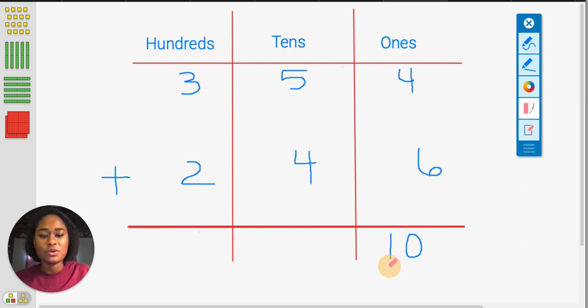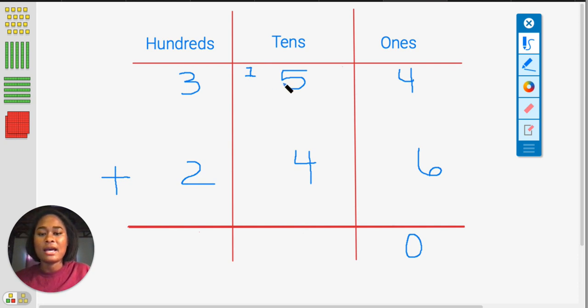But what we're going to do is we're going to leave that 0 behind and we're going to regroup the 1 over to the tens place. We do this because we've made a 10 in the tens place, so we're going to move that 10 over to the tens place. I'm going to show you exactly what that means when I show you with the base 10 blocks. But when you're using your place value chart, just know that if you make a 2-digit number in a place, you're going to leave the right digit behind and you're going to move the left digit over to the next highest place.